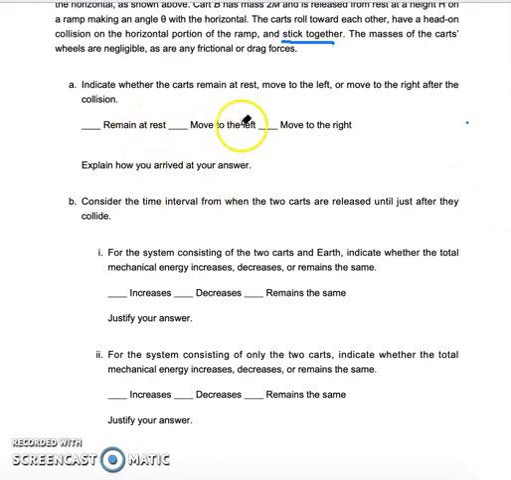The first system is when we include the Earth and 2 carts, and the second system is just the 2 carts. And they're asking, does the total, and this is important, you read carefully, mechanical energy. So mechanical energy is potential and kinetic combined. That's a generic term we have used before, and that should give you a clue as to how we're going to approach the answer.